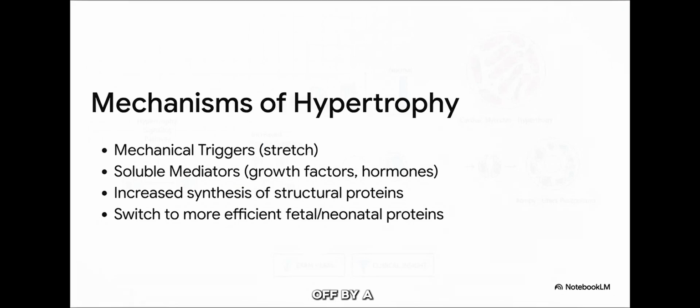So how does a cell actually get bigger? Well, it's kicked off by a couple of main triggers. Mechanical triggers, like the stretch on heart muscle cells pumping against high blood pressure, and soluble mediators, like growth factors and hormones. The cell responds by firing up its protein-making machinery, churning out more structural proteins. And what's really fascinating is that the cell can even switch back to producing more efficient fetal versions of these proteins to handle the extra workload.